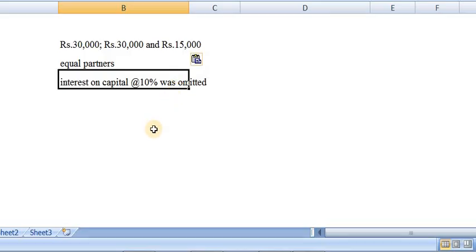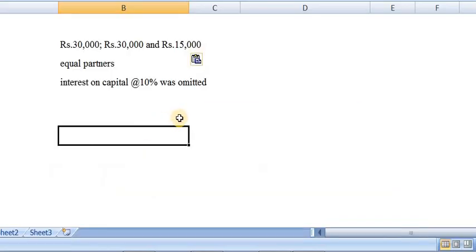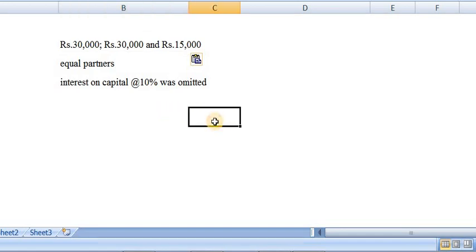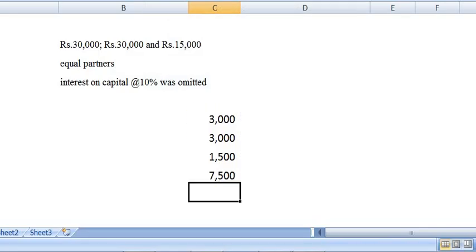We forgot to give interest at the rate of 10% to A, B and C. Now we have to give them 10% of 30,000, which is 3,000, to be given to A, 3,000 to be given to B and 1,500 to C. So you have to give them a total of 7,500. This is the amount we have to give.